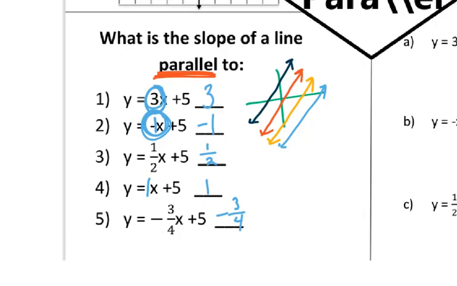Okay, so all this box is saying is that we need to know that parallel means the same slope. So we found the slope. That slope would be parallel if it is the same slope. The lines would be parallel.